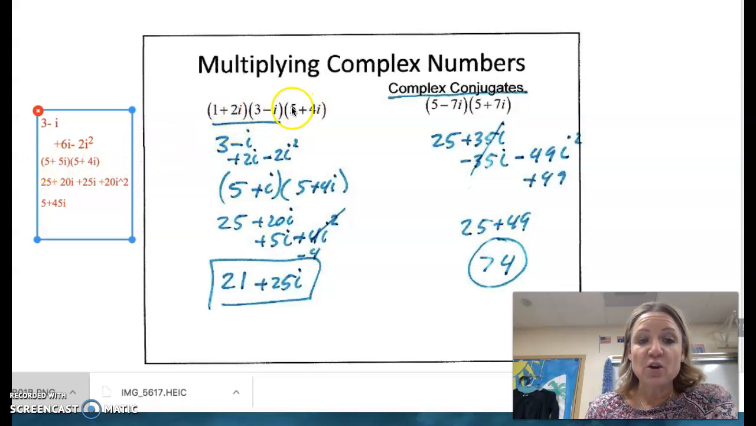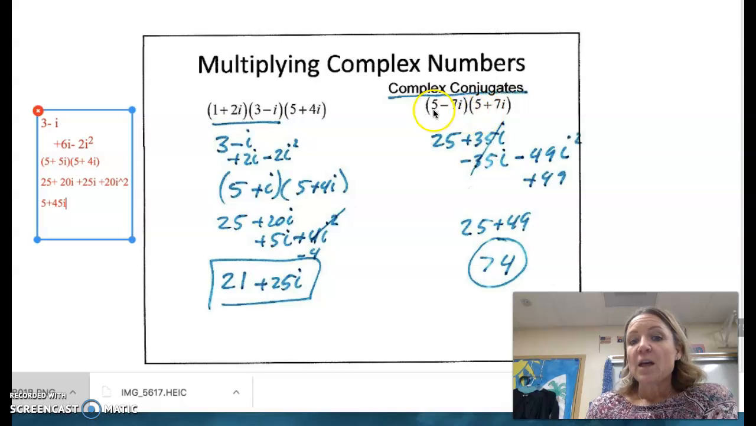We're going to take that binomial and multiply it by the third binomial, 5 plus 4i, and we're going to FOIL again. So 5 times 5 is 25. Outside is 5 times 4i, which is 20i. Inside is 5i times 5, which is 25i. And last is 5i times 4i, which is 20i squared. i squared simplifies to negative 1, which makes that negative 20. So 25 minus 20 is 5. And then 20i plus 25i is 45i.